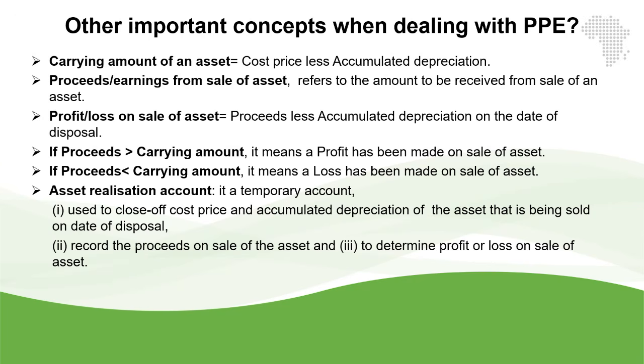What I want you to take away from here is to apply the logic. You've sold an asset for 15,000 rand, but the carrying value you have in the books is 10,000. So it means you've sold it for more than its carrying value, which means you've made a profit. But if you sell that asset for less than its carrying value, you are making what? A loss.